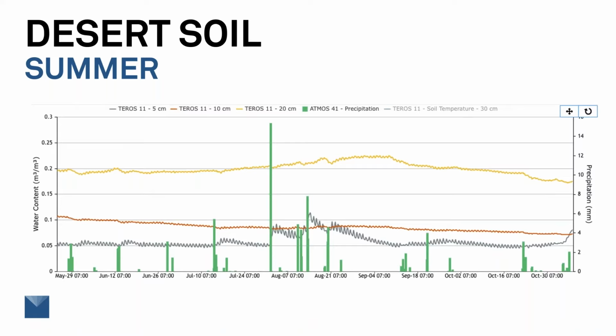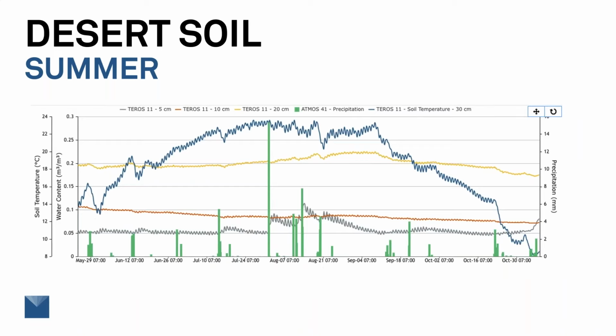And sometimes years ago when these weren't as readily available, when I didn't have an Atmos 41 to throw out anywhere, I would just try to guess at it, grab a weather station from a few kilometers away, but it doesn't really help, especially in this situation where I'm guessing most of these were little small passing thunderstorms that just hit our site. And here's the soil temperature at 30 centimeters, just to give you a feel for what's going on. One thing that you'll notice is an important take home is that temperature is changing over a decent range, 8 to up to 24 degrees.